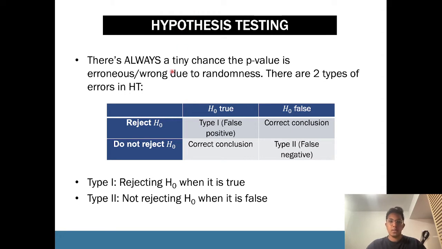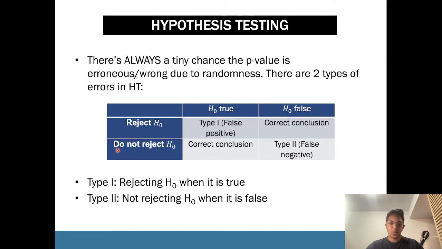Okay, so we know that there are going to be some errors, right? There's always a tiny chance the p-value is wrong, and that's just due to some random sample distributions. So in hypothesis testing, there are 2 main types of errors. Our first error is when we reject h0 when h0 is true. This is known as a type 1 error. So this is a false positive.